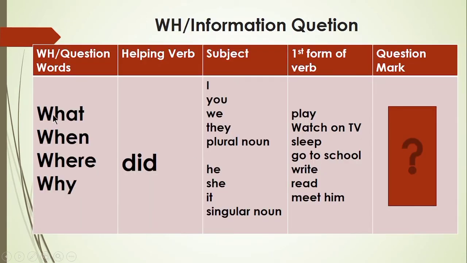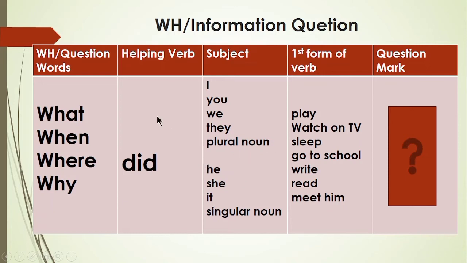WH questions, we bring WH words in the start of the sentence, then did, then subject, then first form of verb and rest of the sentence, finally question mark. For example, what did you play? Or what did you watch on TV? When did they sleep? Or when did they go to school? When did he write? Or what did he write? Okay, where did she meet him?